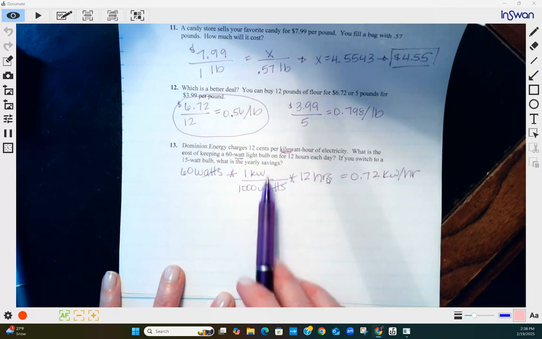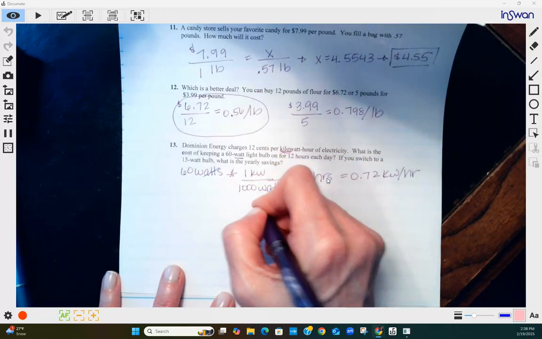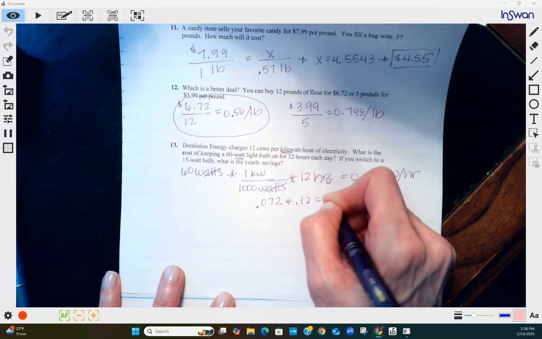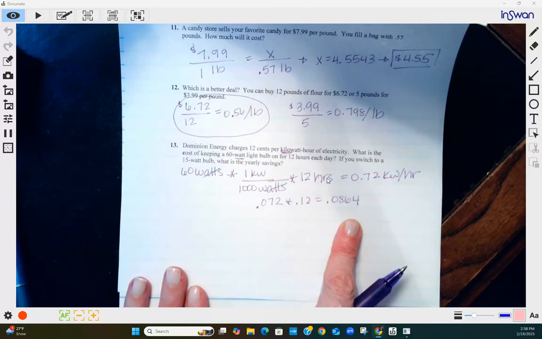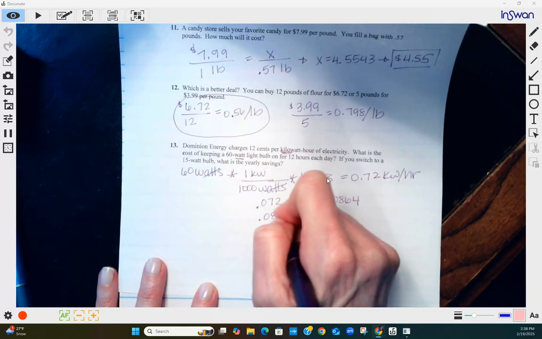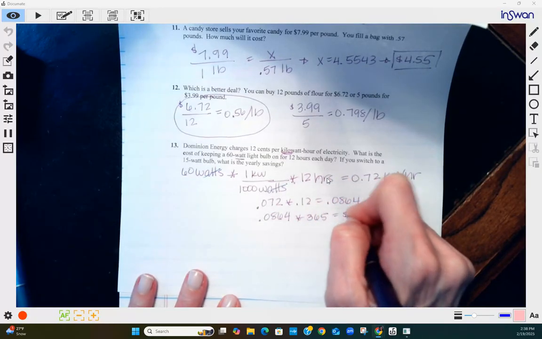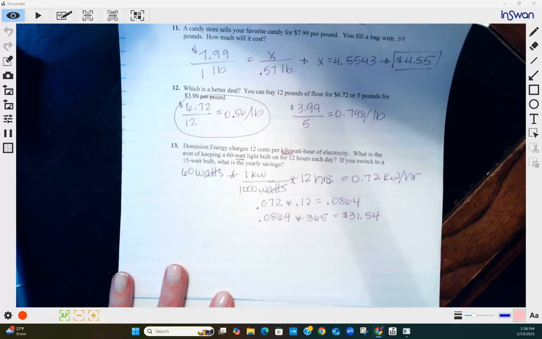All right, and then it says it's 12 cents for each kilowatt hour. So it's going to be that value we just got times the 12 cents. So that's our per day cost. And then we need to look at what that is for an entire year. So it's going to be 0.0864 times 365 days. So the yearly cost of one 60 watt bulb for 12 hours each day is $31.54.